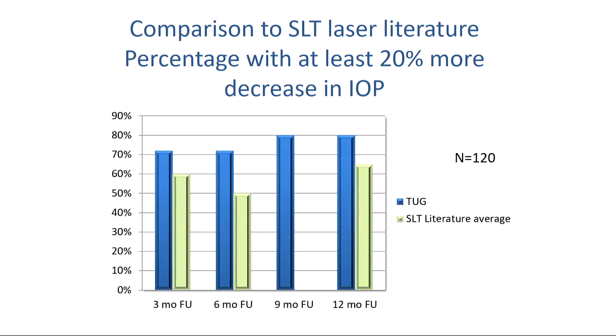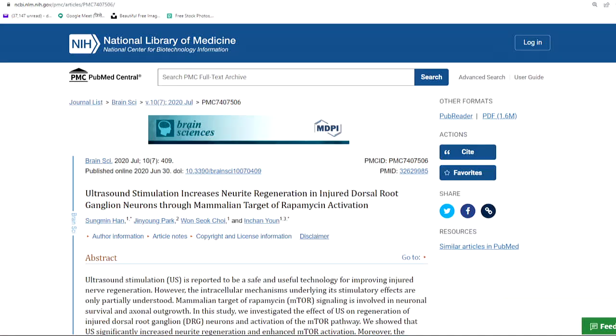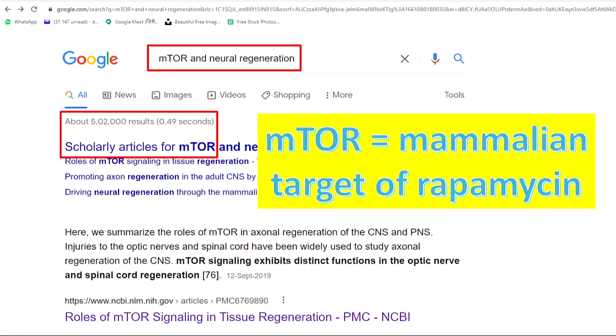Compared to SLT, TRABOCLEAN gives 20% more IOP reduction. This is the publication about TRABOCLEAN TUG. Ultrasound stimulation on uveal tissue is known to induce long-term secretion of mTOR. mTOR is an enzyme fully named as mammalian target of rapamycin.